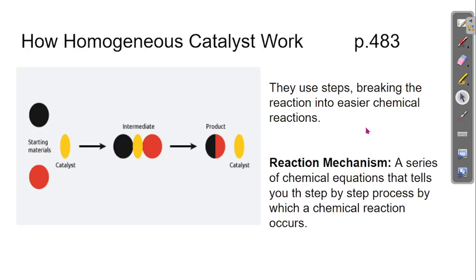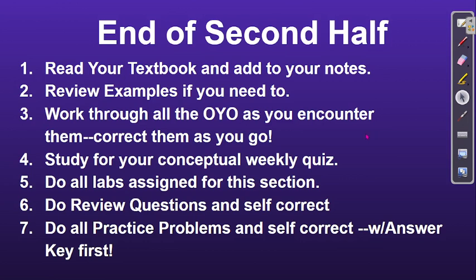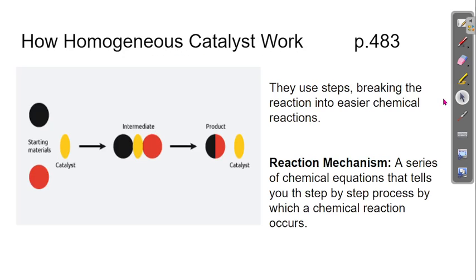So catalysts use steps, breaking the reaction into easier... Oops, I touched the mouse again. I'm sorry about that. Let me read this again. They use steps, breaking the reaction into easier chemical reactions. So, combining and creating this intermediate product lowers the activation energy.